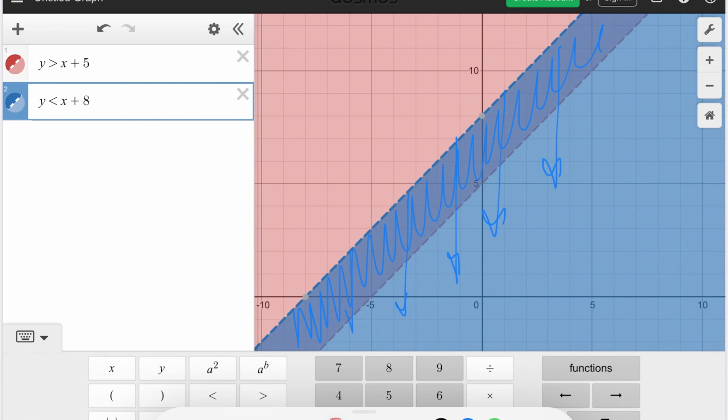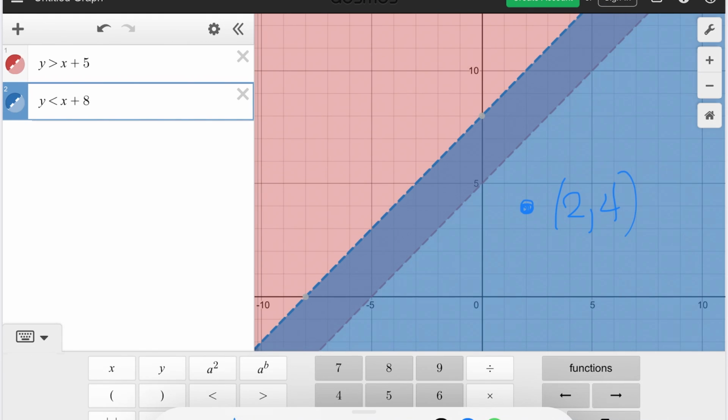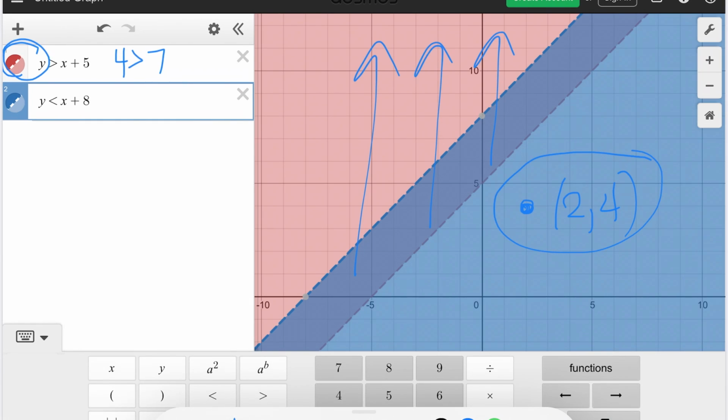And let me just illustrate that for you very quickly, all right? Let's look at our first one. If I take this point right here, which is 2, 4. All right. If y is 4 and x is 2, then 2 plus 5 is 7. So see, that's not true. All right, because remember the first one was the red, and that's going up. So you can see that this point in the blue area is no good for the red equation or inequality.